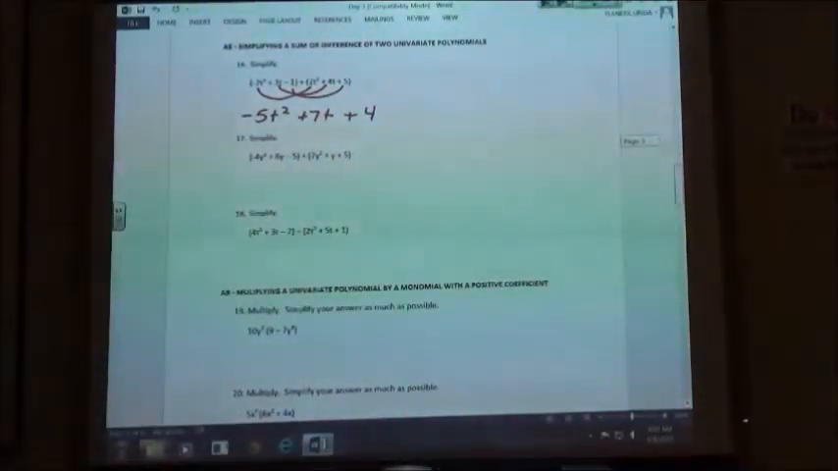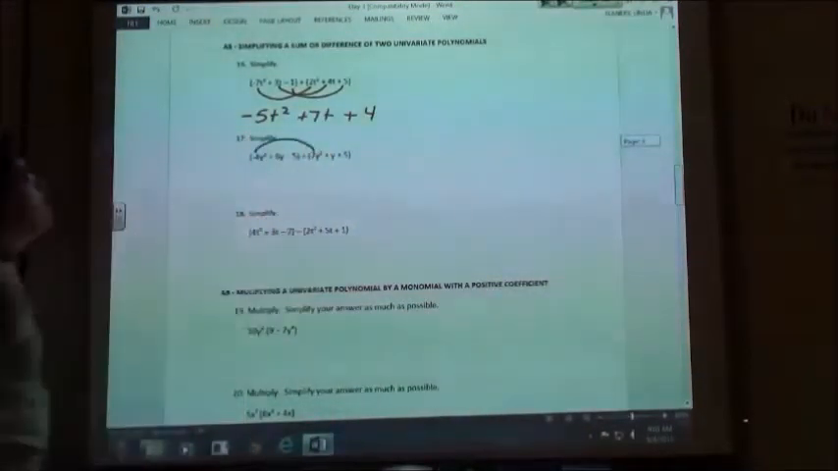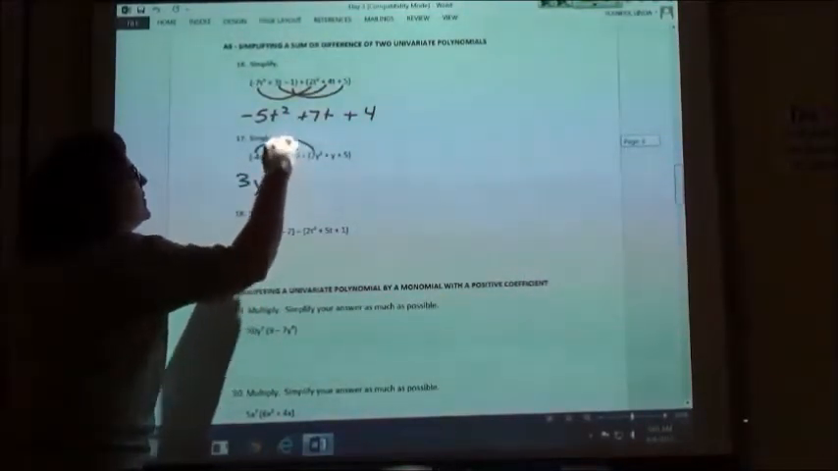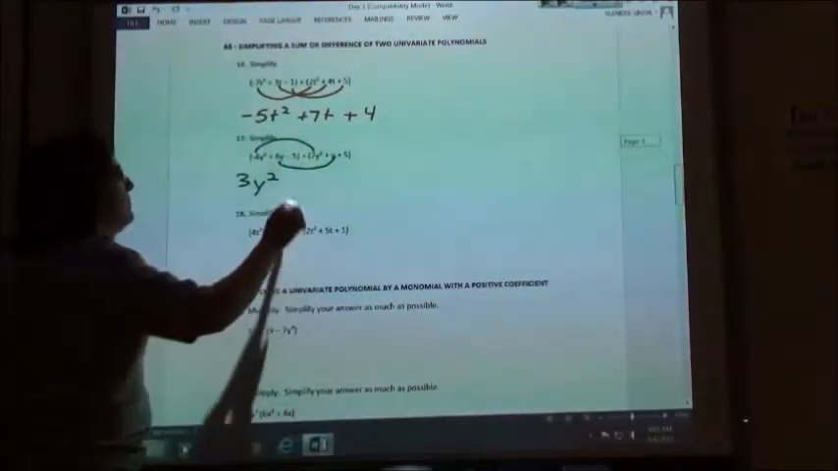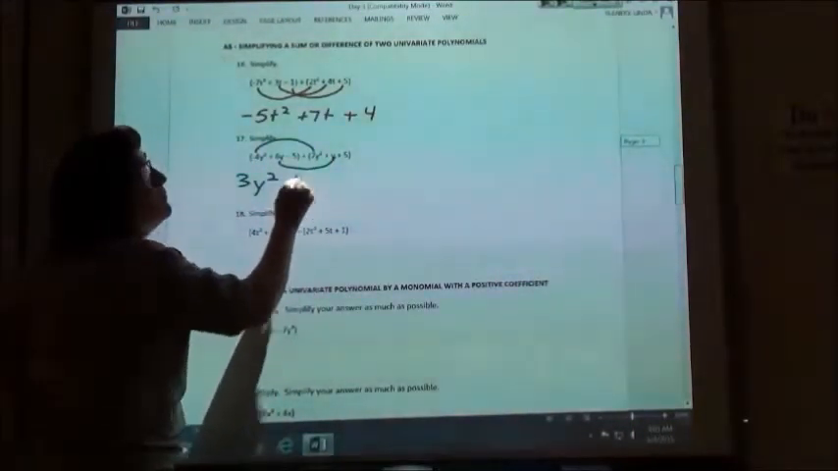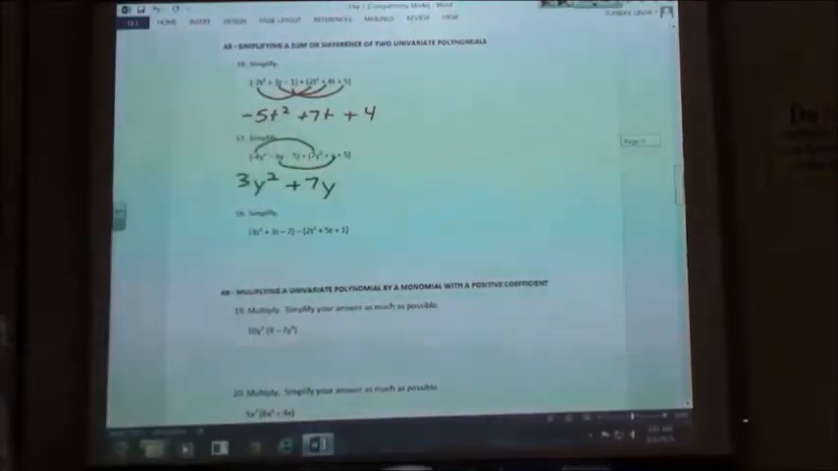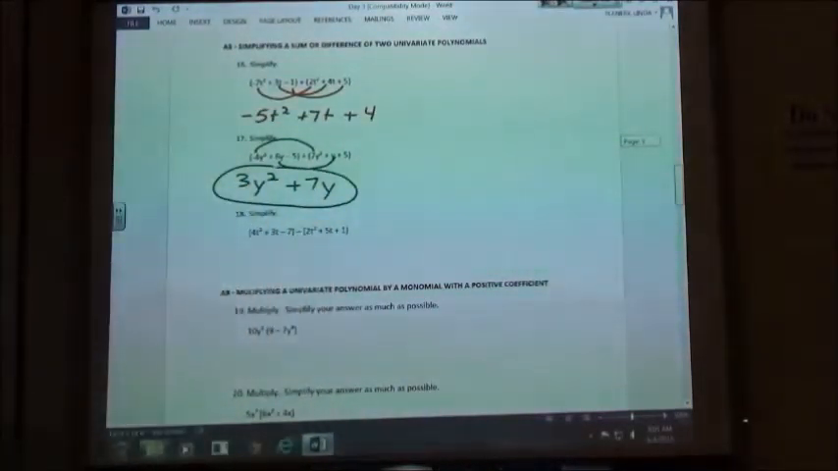Number 17, again, we're just adding, so we're combining our like terms. Negative 4y squared plus 7y squared would be 3y squared. 6y plus y, 7y. Positive 7y. And if I have negative 5 plus 5, 0, it basically cancels it out. I don't need to put a 0 term in there. So 3y squared plus 7y would just be my answer.